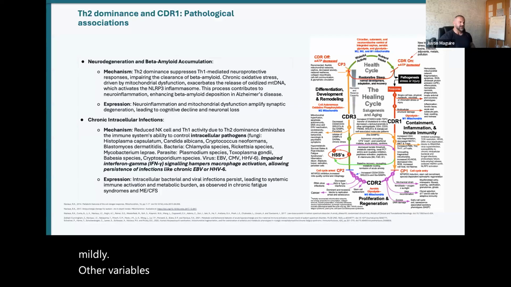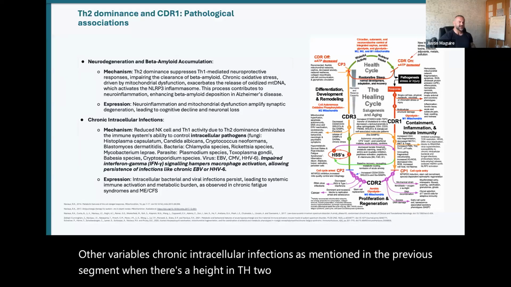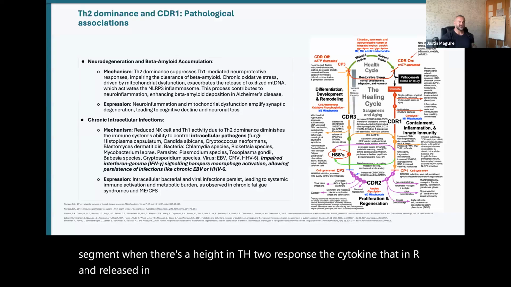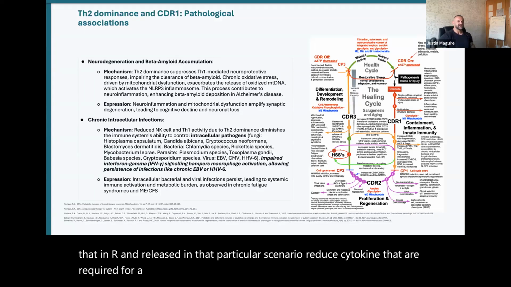infections, as mentioned in the previous segment: when there's a heightened Th2 response, the cytokines that are released in that scenario reduce the cytokines that are required for a heightened Th1 outcome, such as interleukin 12 as an example.